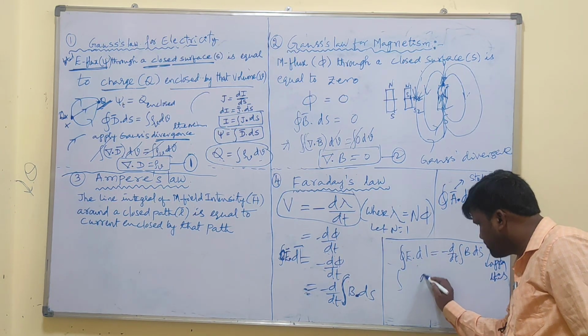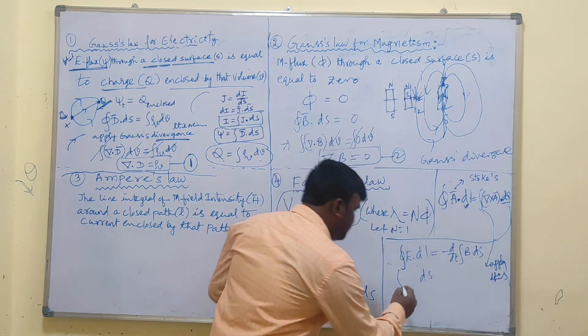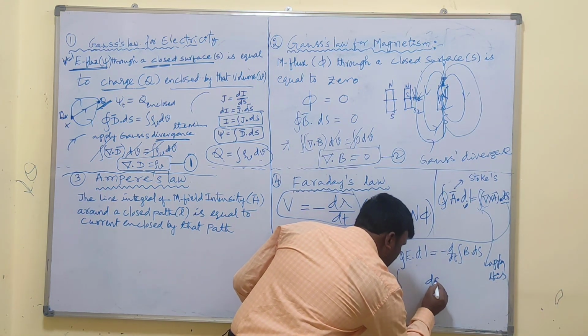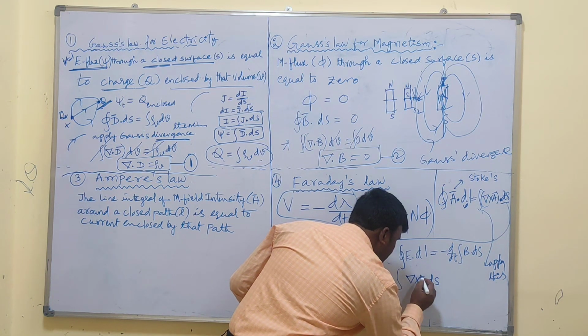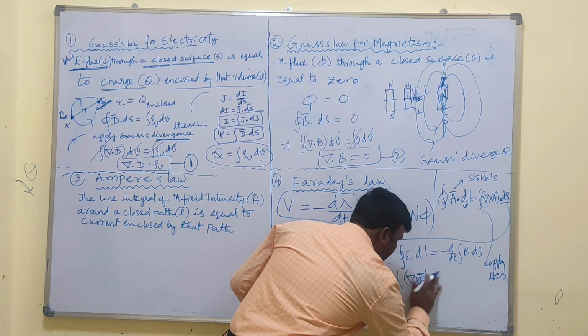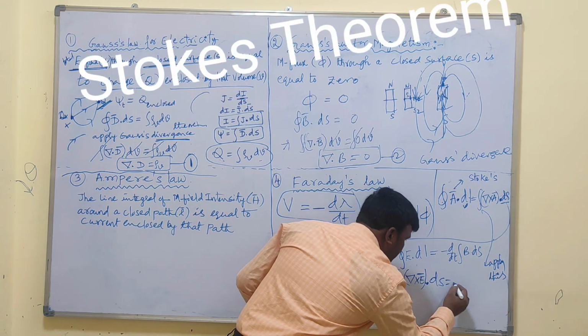Here you will get what? Closed line integral becomes what? Surface integral. And vector becomes what? Curl of that vector, by using which theorem? Stokes theorem.